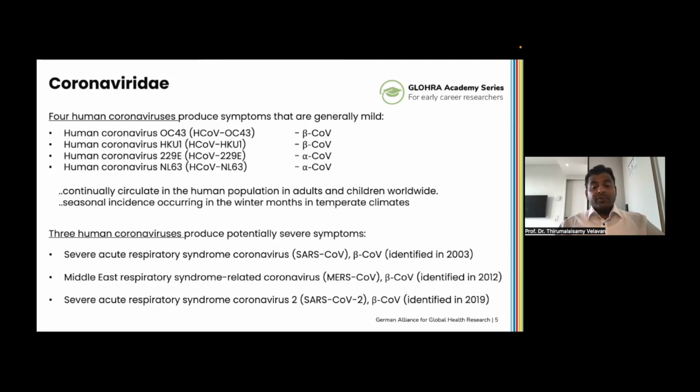beta coronavirus, which was identified in 2012, followed by the latest one, which we have experienced in the last 3.5 years, which is the severe acute respiratory syndrome coronavirus, the 2019 novel coronavirus, which is renamed as SARS-CoV-2, which is a beta coronavirus, which causes COVID-19, the disease, which was identified in 2019.